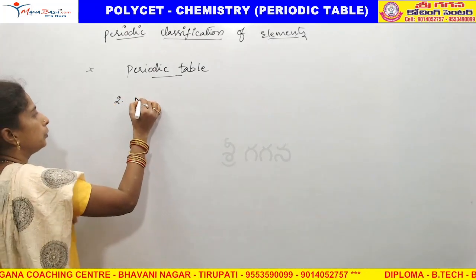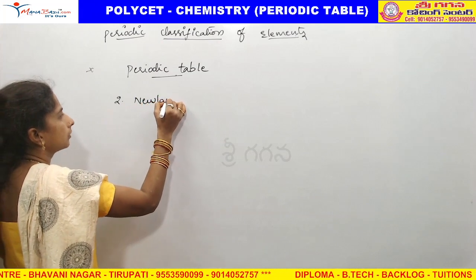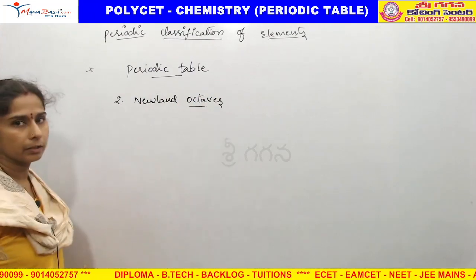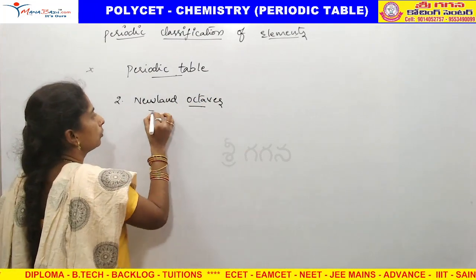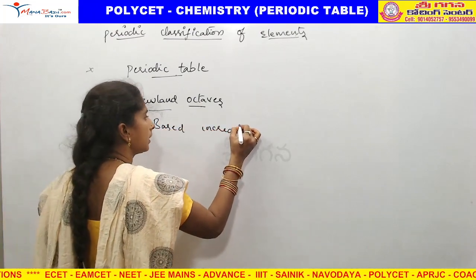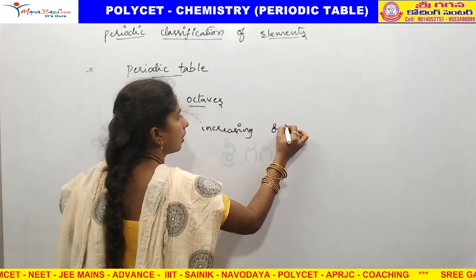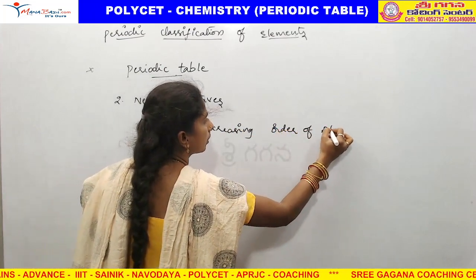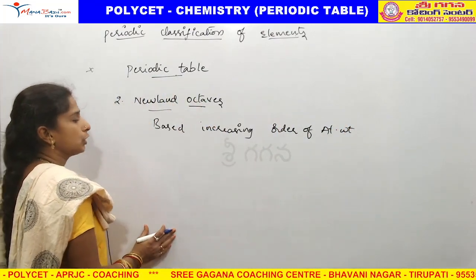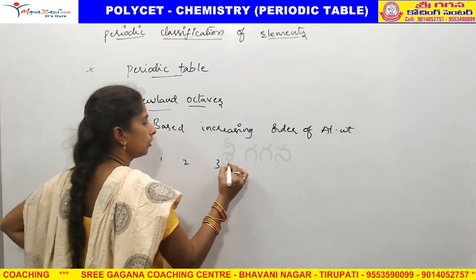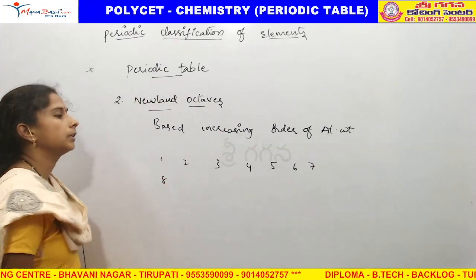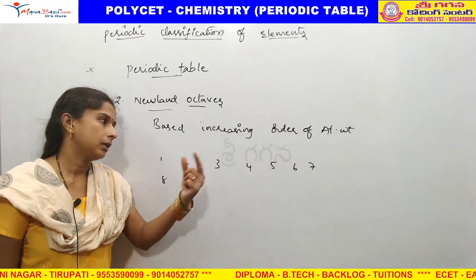The second one is Newlands' octaves. Oct means 8. This is also based on increasing order of atomic weight only. He arranged the elements in a row, 1, 2, 3, 4, 5, 6, 7, 8, like this.